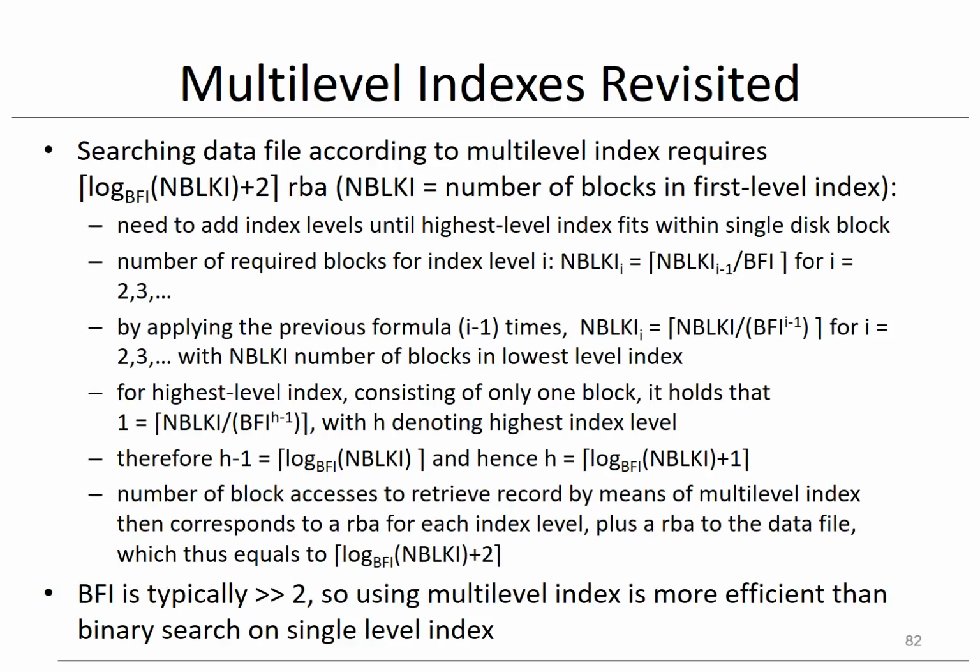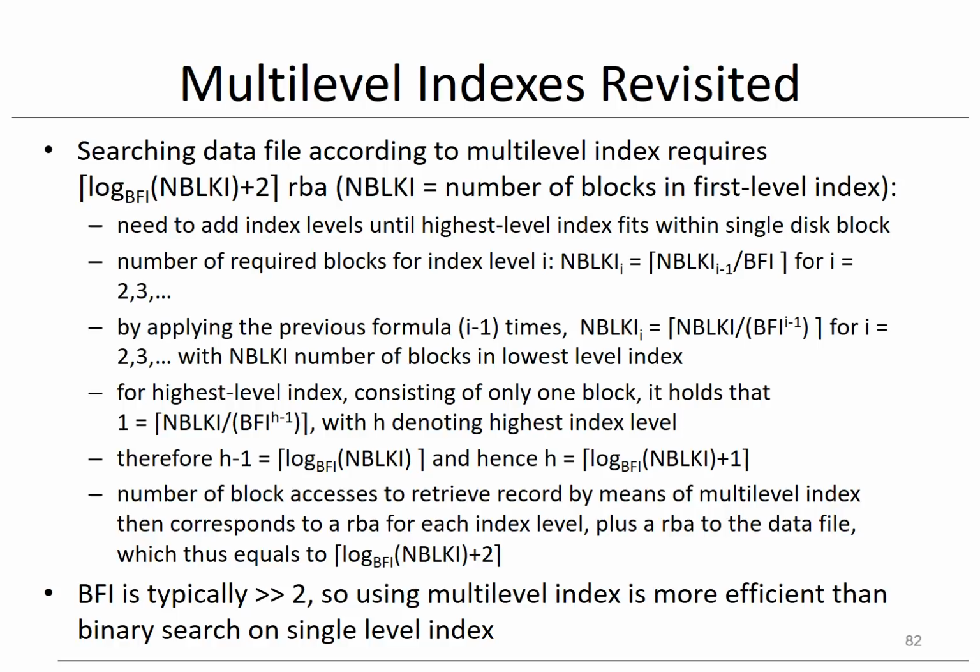Searching a data file according to a multi-level index then requires ceiling of log base BFI of NBLKI plus 2 random block accesses, with NBLKI denoting the number of blocks in the first level index. This formula can be derived as follows. We need to add index levels until the highest level index fits within a single disk block. The number of required blocks for index level I can be calculated as follows.